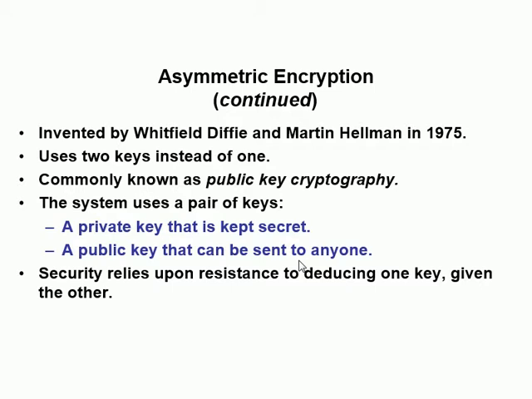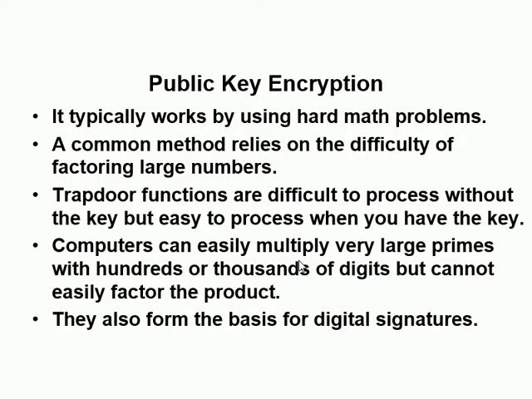We commonly call this public key cryptography. So asymmetric, the other term you'll hear is public key cryptography. You have a private key that is kept secret, and a public key that can be sent to anyone, which I described in the previous unit. The security relies upon the resistance to deducing one key given the other, which again we talked about.